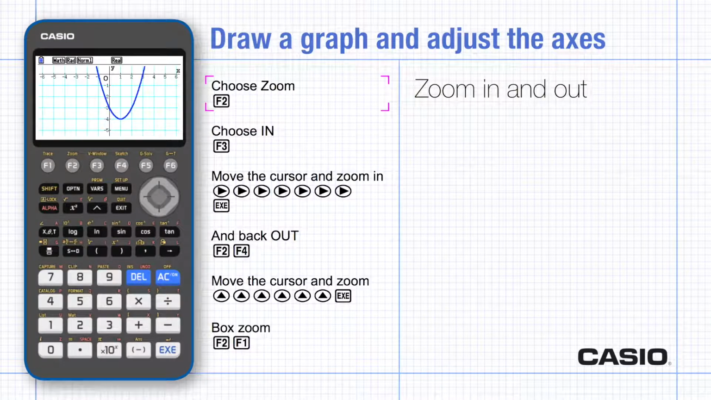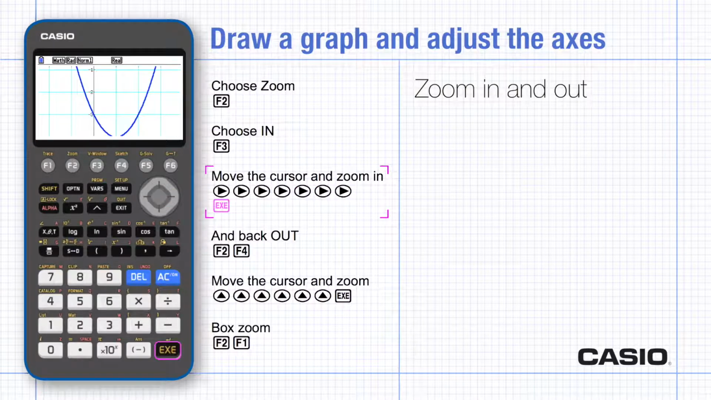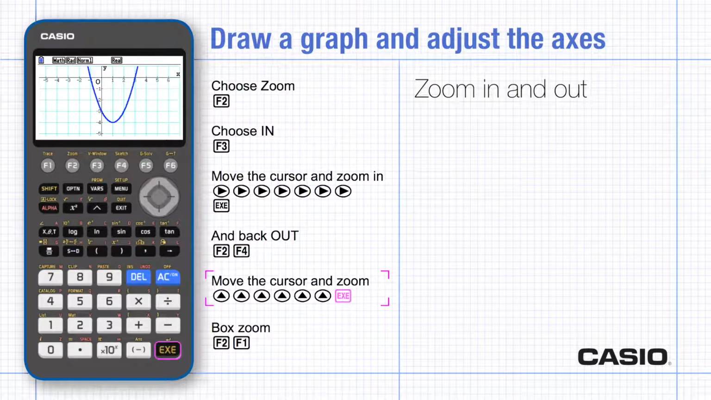Selecting zoom brings up a menu with many options, but we'll choose in. It works like plus, but you can choose the center of the zoom by moving the cursor. And then execute. And now you can choose to zoom out. And we're going to move the cursor once more to be the center of the zoom. And execute.